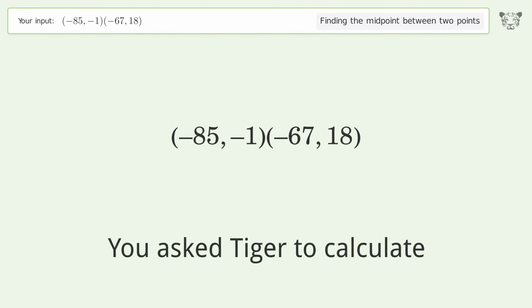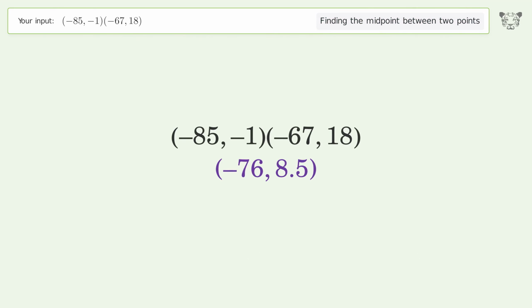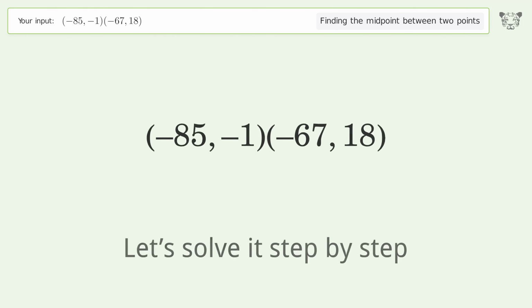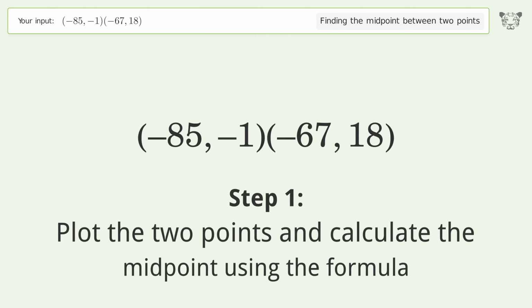You ask Tiger to calculate. This deals with finding the midpoint between 2 points. The midpoint between the 2 points is -76, 8.5. Let's solve it step by step. Plot the 2 points and calculate the midpoint using the formula.